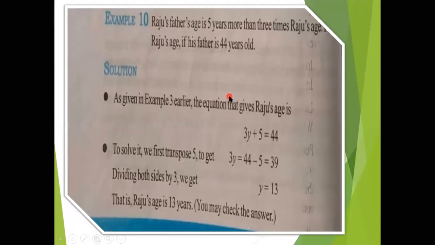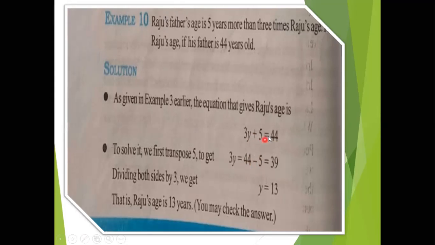Next, here you see they have given one more sum. Raju's father's age is 5 years more than 3 times Raju's age. Raju's father is 44 years old. So here you have to find the equation and then find the variable value. As in example 3 earlier, this example we have seen, and what they have given there, we got the equation as 3y plus 5 equals 44.